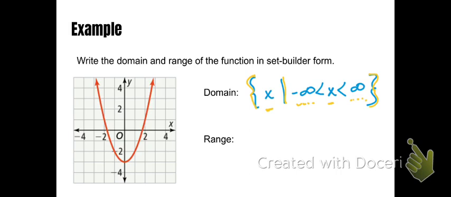Now what is the range? Range, it goes up forever and it goes down to -3. So all of our y's are bigger than -3. So the set includes y's such that y is greater than -3. Again, the most important parts is the set notation brackets. You're saying what you're defining, and this means such that.